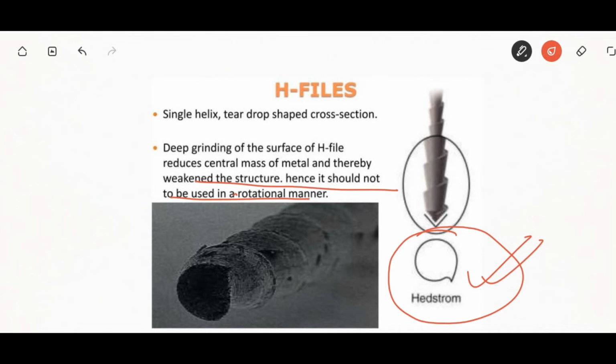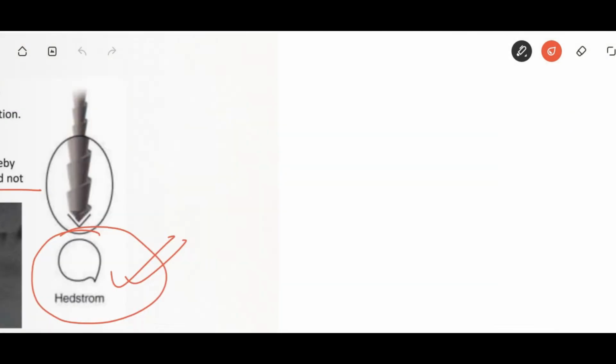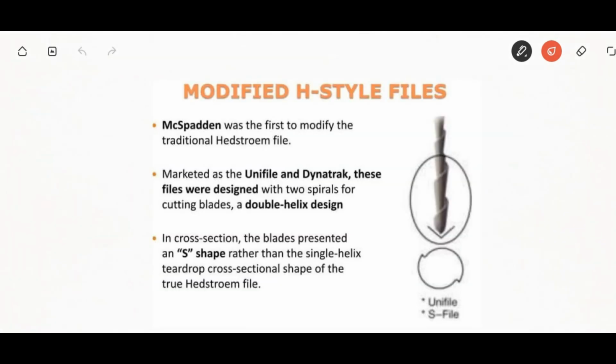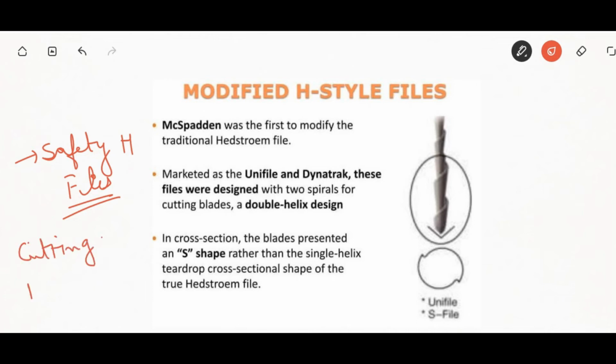Coming to the modifications of the H file. The modifications can be the safety Hedstrom file, S file, and Unifile. The safety Hedstrom file has a non-cutting safety side along the length of the blade. So it has a cutting as well as a non-cutting side. The non-cutting side is directed to the side of the canal where cutting is not required. So what is the function of the non-cutting side? It will prevent lodging in the canal.